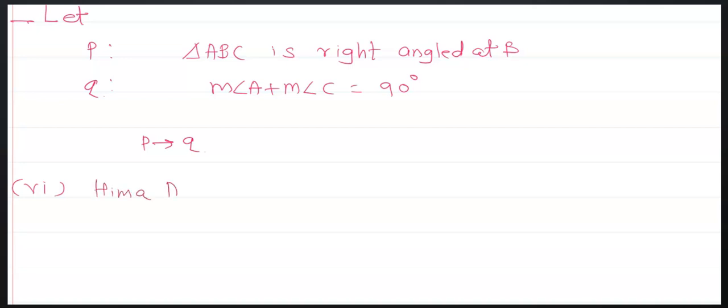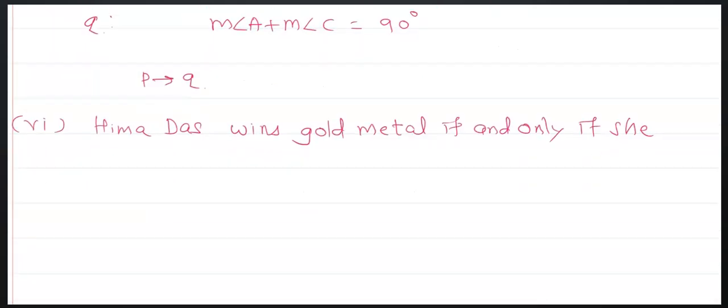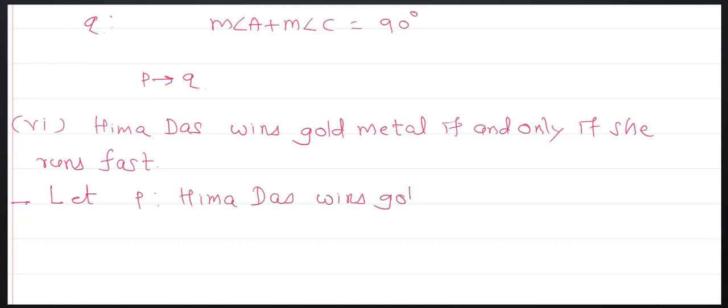Sixth one. Hima Das wins the gold medal if and only if she runs fast. Some of you may think that the speed of teaching is very slow. You may increase the speed.